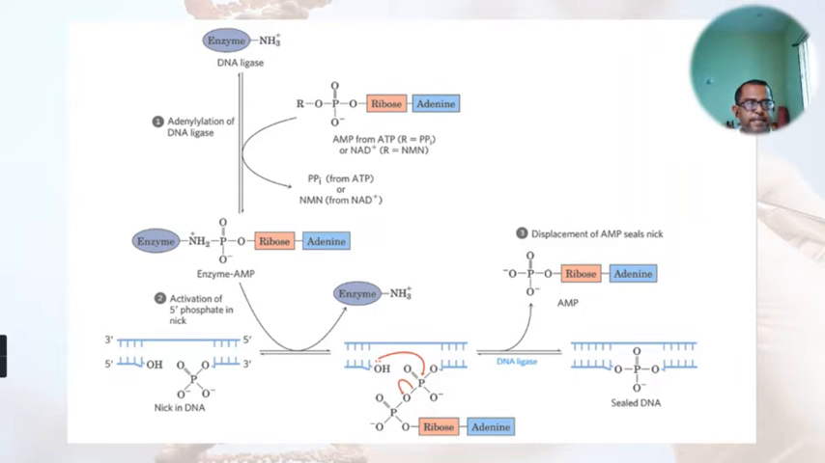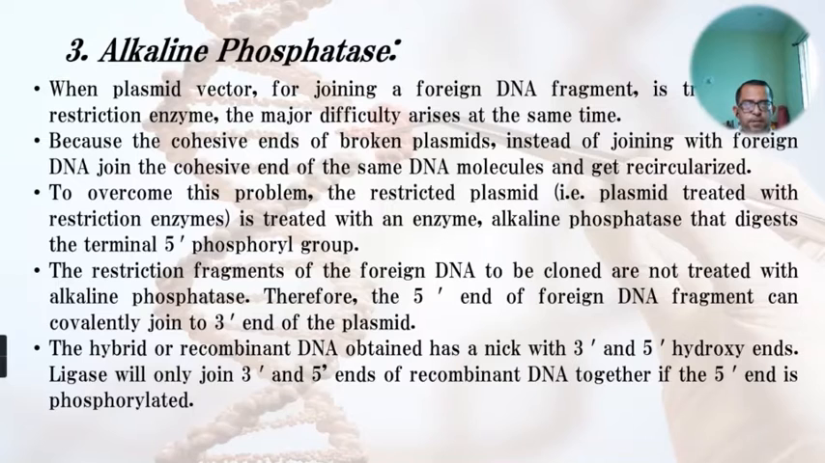And this DNA ligase enzyme performs a function in recombinant DNA technology as well as in rejoining the Okazaki fragments, which are produced due to the discontinuous replication process. Okay, so this is one enzyme which has importance in recombinant DNA technology. Then the next enzyme is the alkaline phosphatase enzyme.